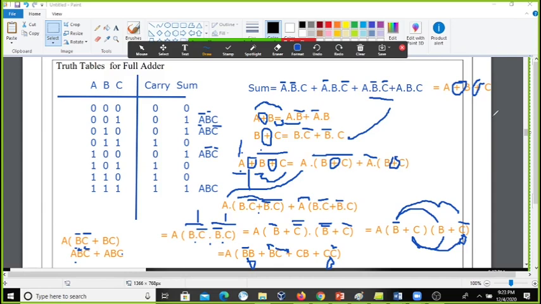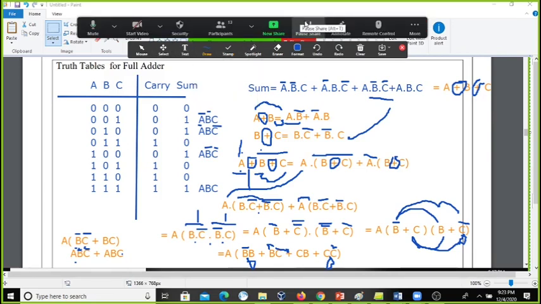So in the exam they don't expect this kind of simplification, but you must know how to do that, how to get that answer. Or you must remember that for the full adder the sum is equal to A exclusive-OR B exclusive-OR C. Is that clear? Does anyone have questions? Is it clear? Yes, sir.